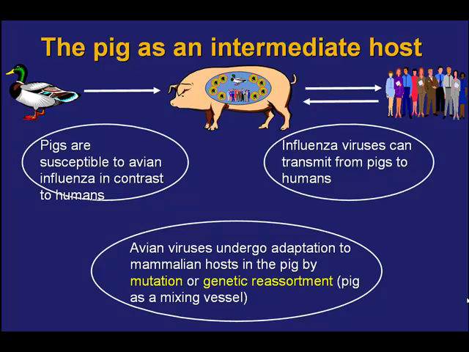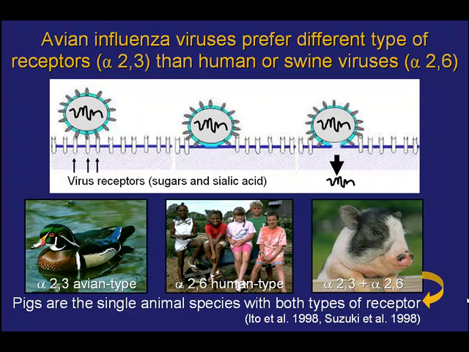Now, one key reason for proposing the pig as a mixing vessel and intermediate host relates to the nature of the influenza virus receptors in the pig. And the binding between a virus and its receptor on the host cell is the very first step for the virus to get into the cell and to start a successful replication cycle. And the known receptors for influenza viruses are sialic acids, and they are bound to a sugar with a linkage that we call alpha-2-3 and alpha-2-6.